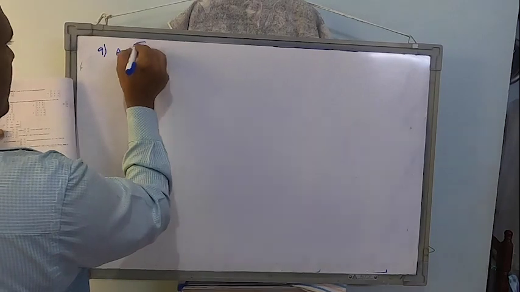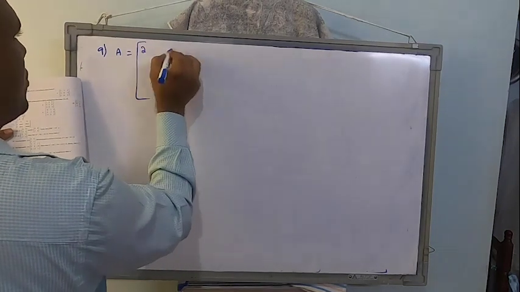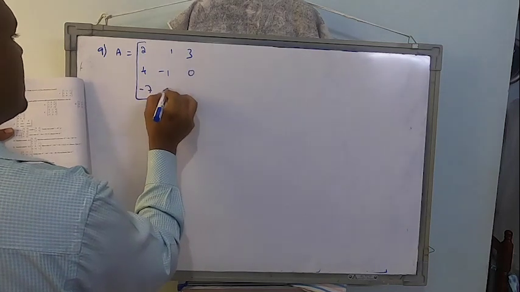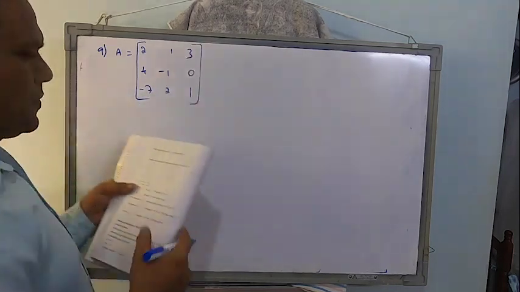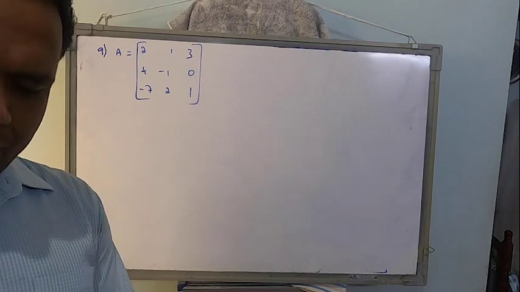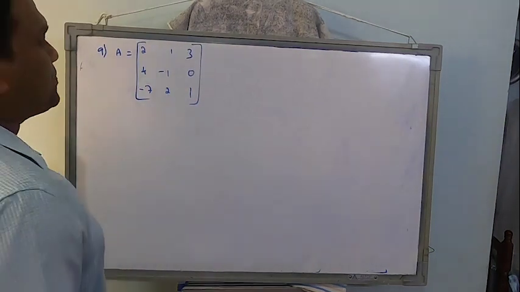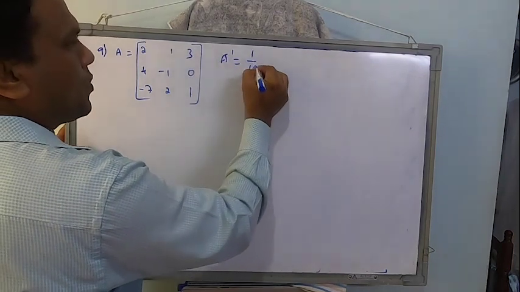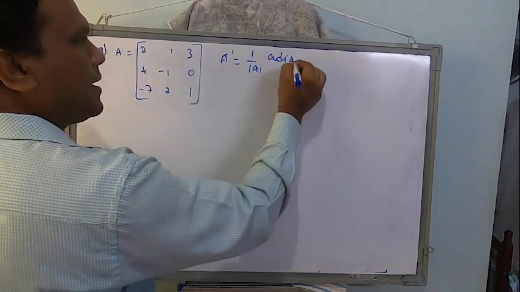So let's go for problem number 9. Problem number 9 is given by 2, 1, 3, 4, minus 1, 0, minus 7, 2, 1. For this, I should find out the inverse. Now, to find the inverse, as usual, the formula is 1 by determinant A multiplied by adjoint.